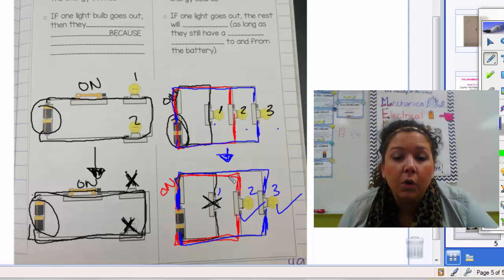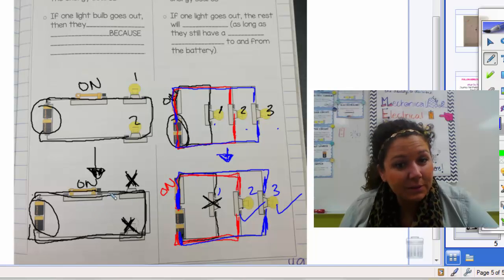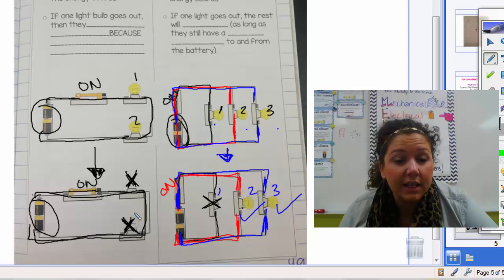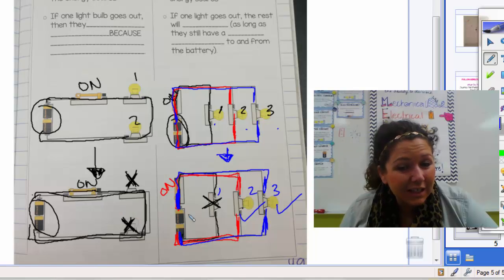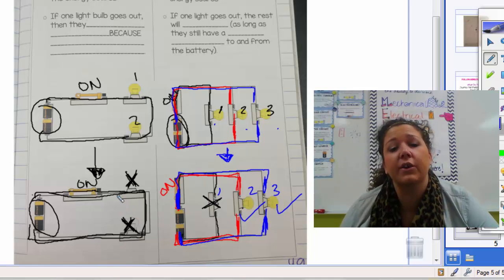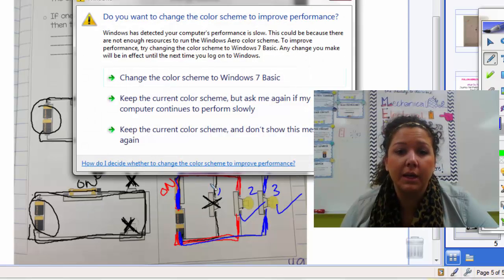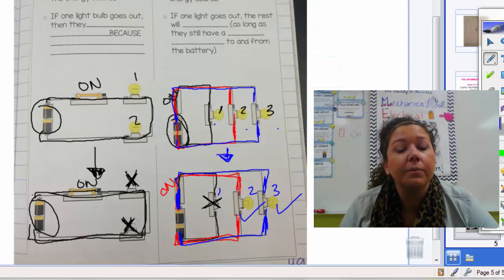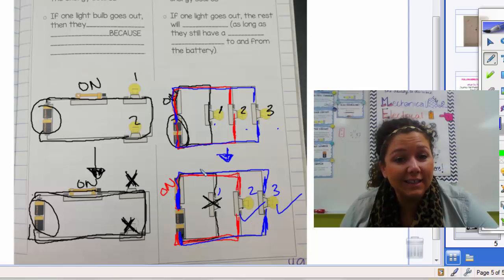I want you to study the difference between series and parallel. Tomorrow we're going to practice tracing circuits and identifying whether a circuit would be series or parallel. Make sure you start studying the difference between the two.